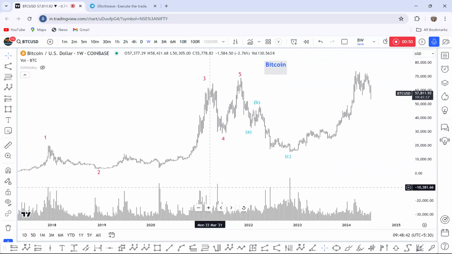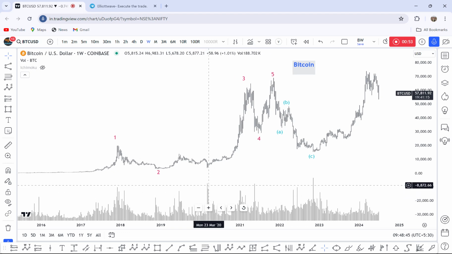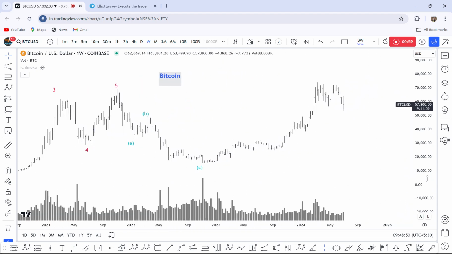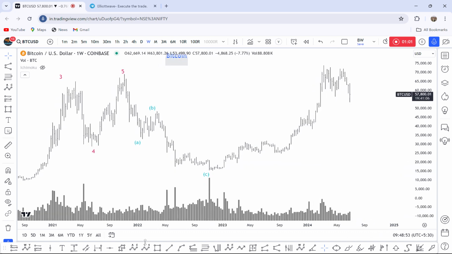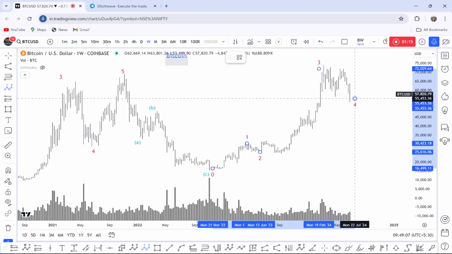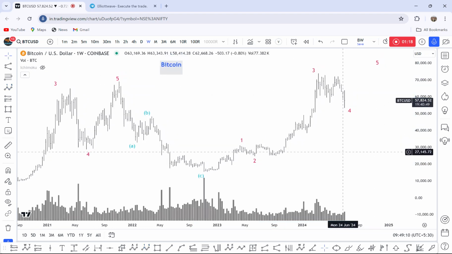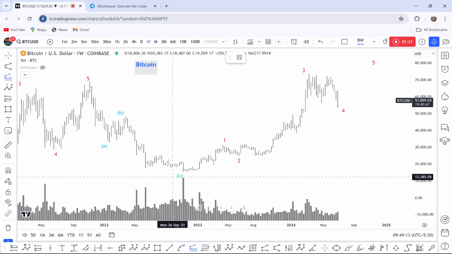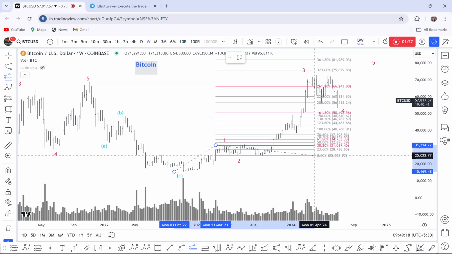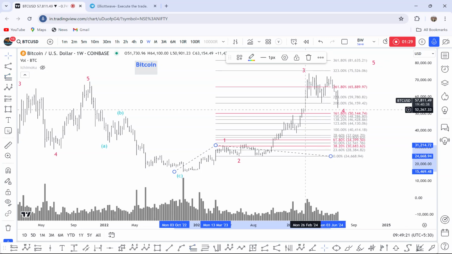You can see here the highest volume in the third wave. From here a new cycle starts. 0, either this or this. Wave one, two, three, four, five. Let me confirm with the Fibonacci. See here, it's the extended wave.